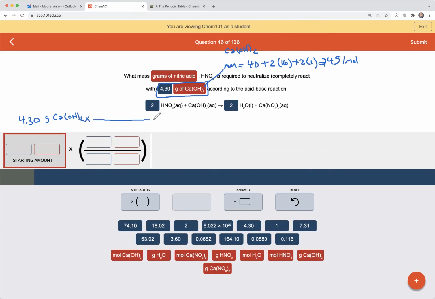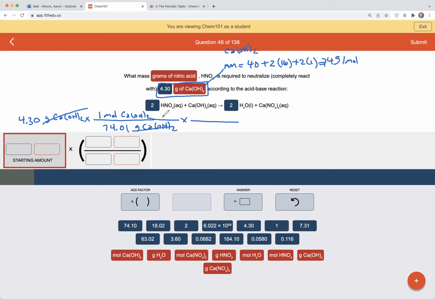The first thing I need to do is convert that into moles. Remember the stoichiometry roadmap: you can't go directly from grams of one thing to grams of another. You have to go through moles. So that's the first thing we're going to do. 1 mole of calcium hydroxide is 74.01 grams of calcium hydroxide. So units of grams of calcium hydroxide cancel, and now I have units of moles of calcium hydroxide.